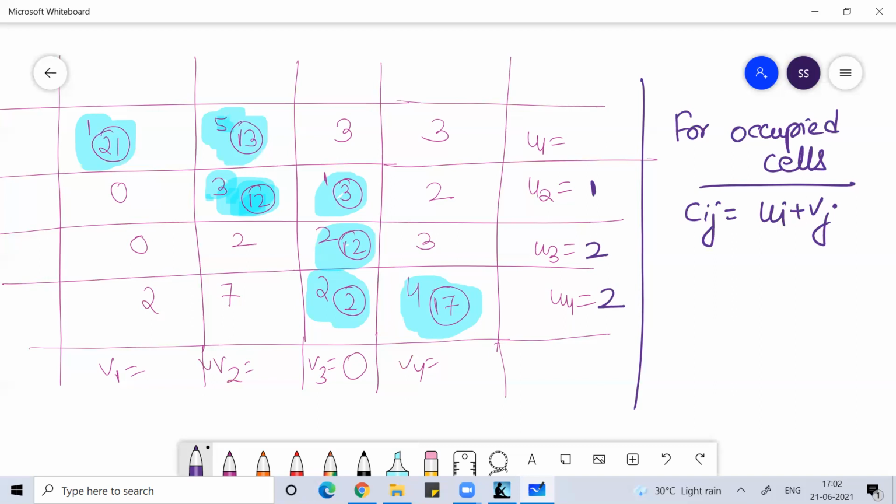So I can find V4. V4 will be 2, because the cost there is 4. You can understand, that is U4 plus V4. So U4 is 2, V4 would be also 2. I hope you understand.